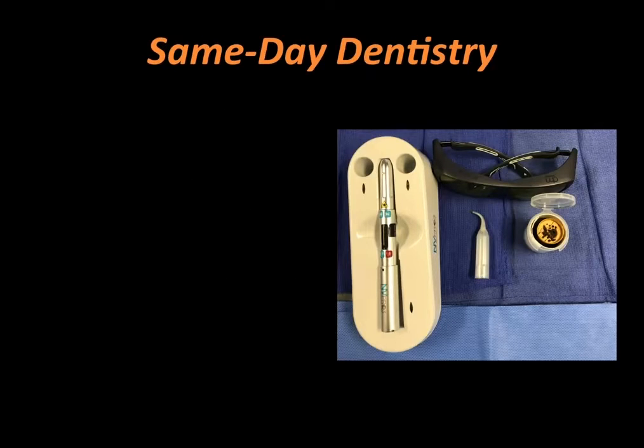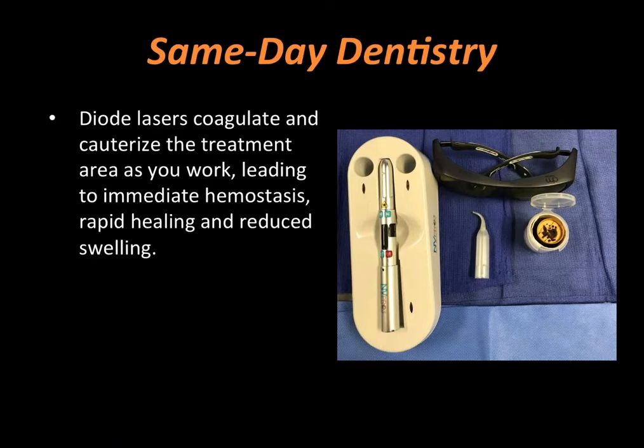So let's look at the benefits. The dental laser can coagulate and cauterize the treatment area as you work, leading to immediate hemostasis, rapid healing, and reduced swelling. Here's the dental laser in our practice. You can see it's about 1.5 times the size of a Sharpie. Disposable tips, get glasses for everybody in the operatory. And then oftentimes, if we're going to cut, we will initiate the tip. We will char the tip or brown the tip by using a cork.